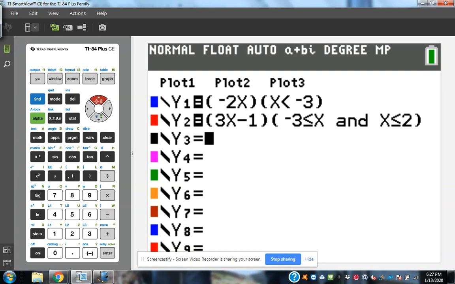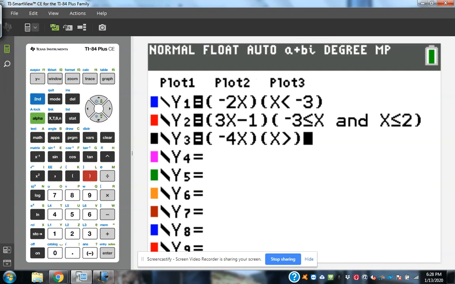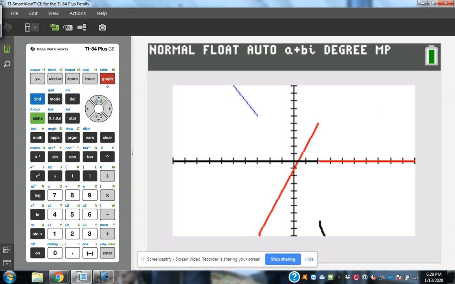Now we need that last piece, parentheses, -4x, close parentheses, and then x is greater than 2. X, second math, greater than 2. And then hit graph, and there we see all of the wonderful picture that we drew by hand with this calculator nicety out of that. So nothing really fancy about that, but it does help us get the graph drawn anyway.